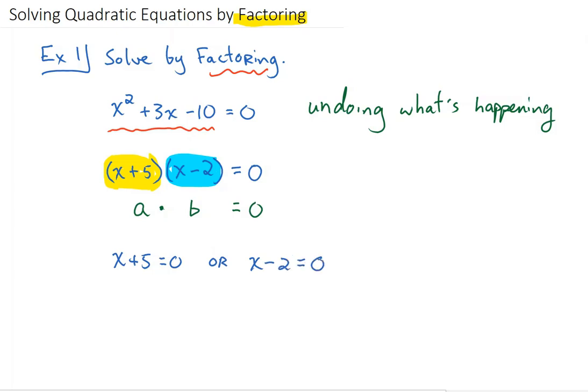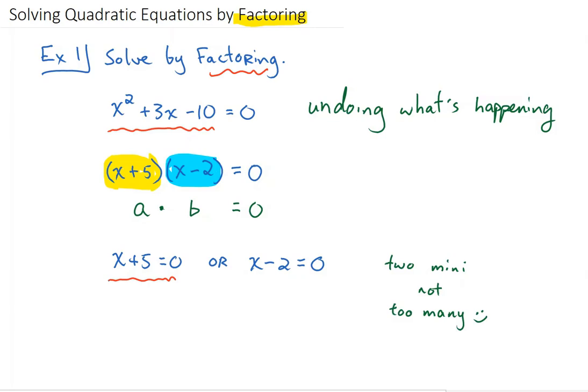It could be both of them, but at least one of them has to equal 0. And so what we've done is we've undone the multiplication, and using the zero factor property have been able to logically break the equation into two mini equations. And the beauty of those two mini equations is that I can solve that guy. That's just a basic linear equation.